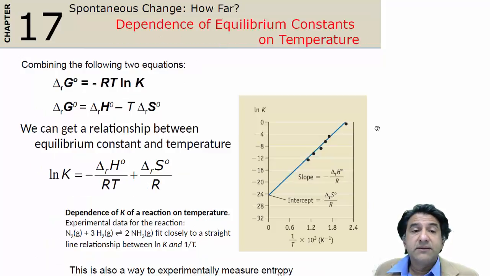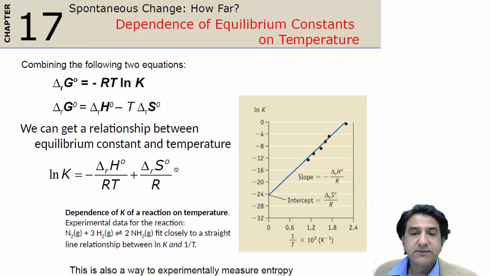Let's look now at how the equilibrium constant and delta G depend on temperature. Combining this previous relationship, delta G equals minus RT ln K, with our old one, delta H minus T delta S, we can see how the temperature affects the equilibrium constant. If we just substitute on the left here and divide by minus RT, we have ln K equals minus delta H on RT plus delta S on R.